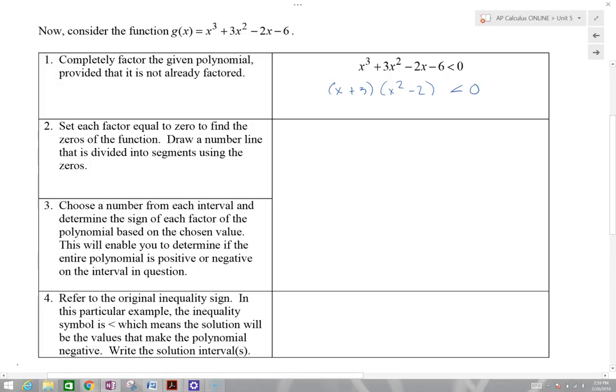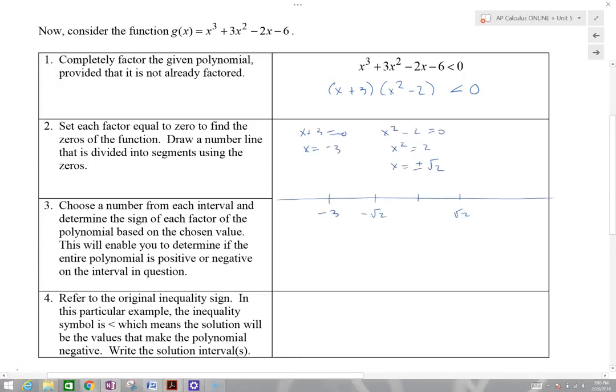And what we have then is x plus 3 times x squared minus 2, because the x squared minus 2 really doesn't factor. Although if we were to solve it, we know that's root 2 and negative root 2. So we set each factor equal to 0 and divide your number line. So pause it now and do step 2 all by yourself.